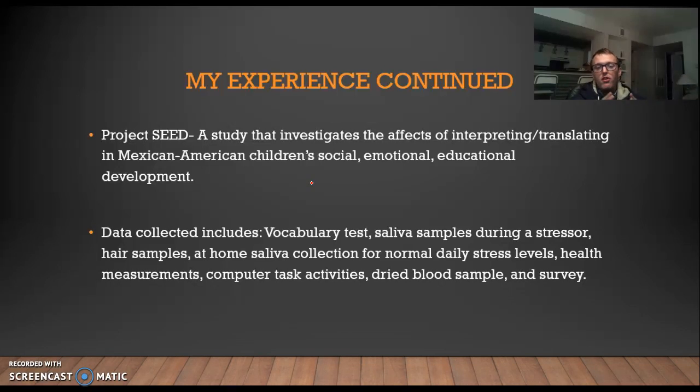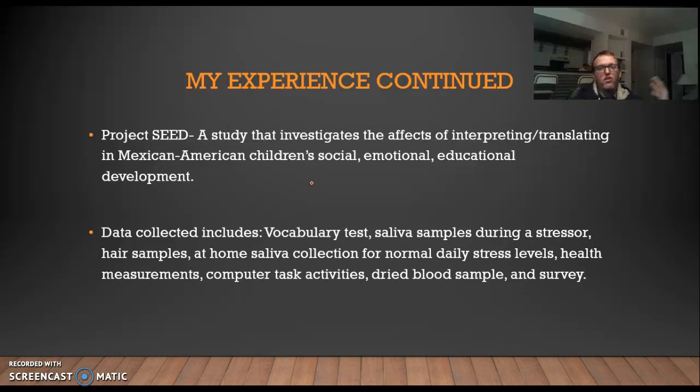And then we do computer task activities. It's just really cognitive functioning tests to see how well they make decisions and how their memory is. We also do a dry blood sample with the child to look at some more stress-related hormones like glycosylated hemoglobin, the length of the telomeres, and other things. We also do a survey to see how they feel about being in the USA and about their family situation and school situation and what they want from the kid.